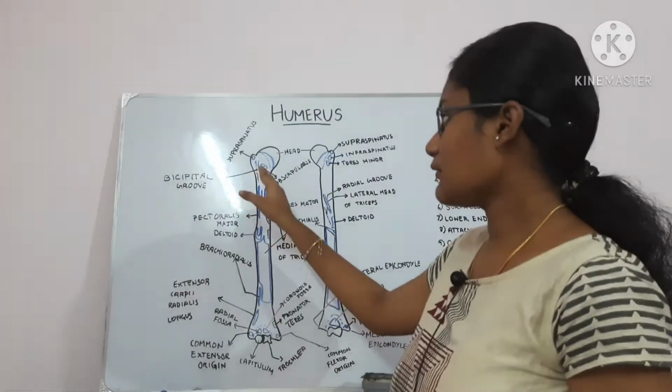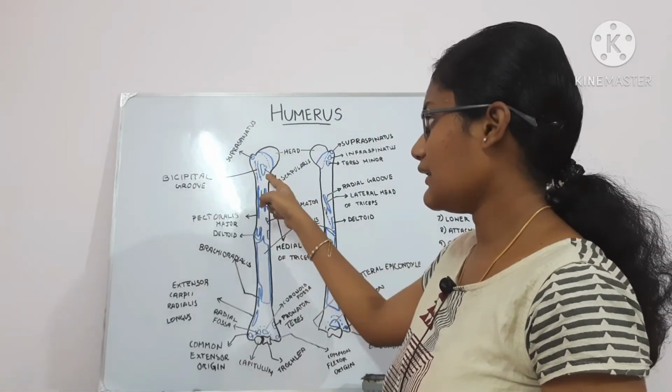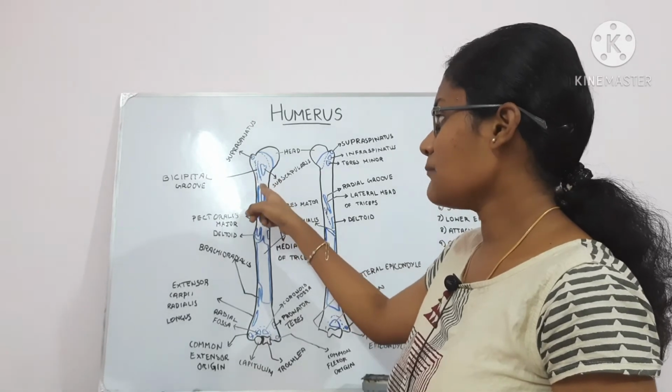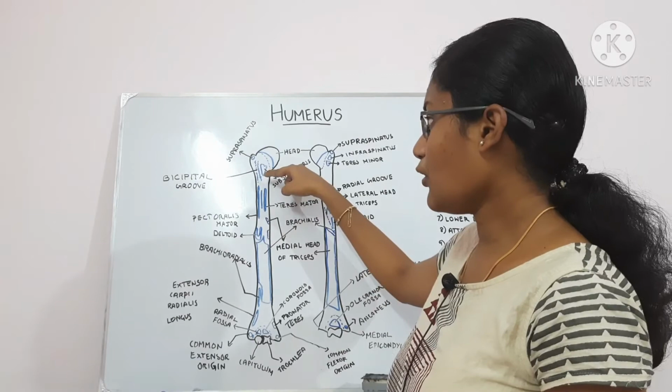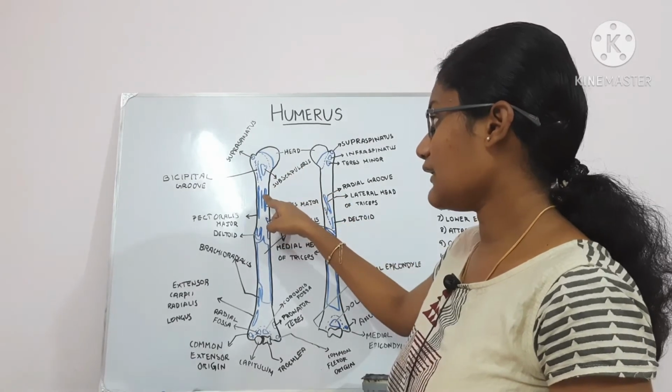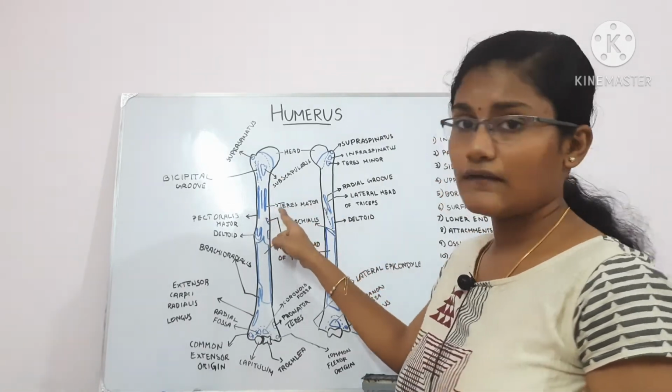The intertubercular sulcus or the bicipital groove has two lips, the lateral lip and the medial lip. The lateral lip of the bicipital groove gives attachment to the pectoralis major. The floor of the bicipital groove gives attachment to the latissimus dorsi, which is in the middle, and the medial lip gives attachment to the teres major.